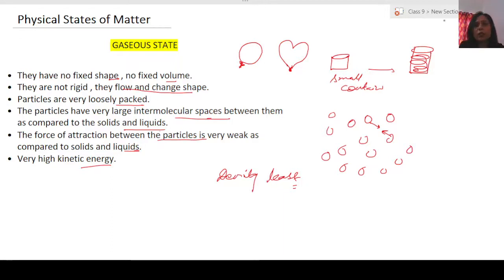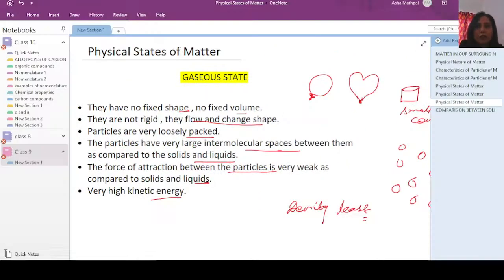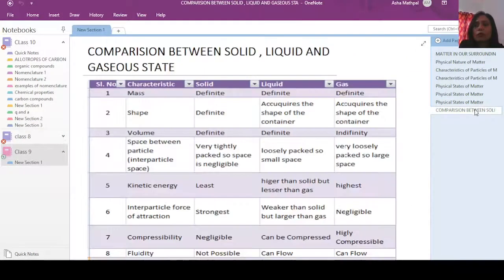Now let us take a very quick recap of the physical states of matter, solid, liquid and gas through a chart.